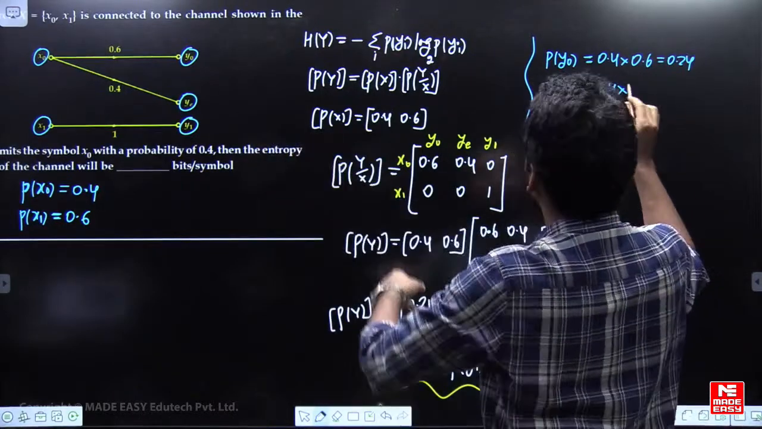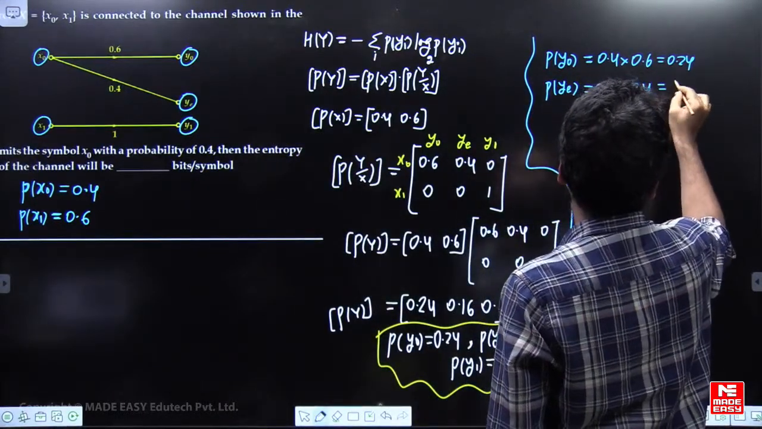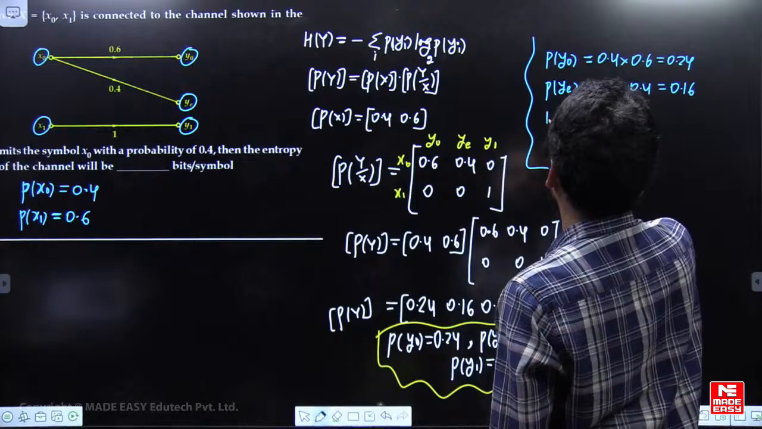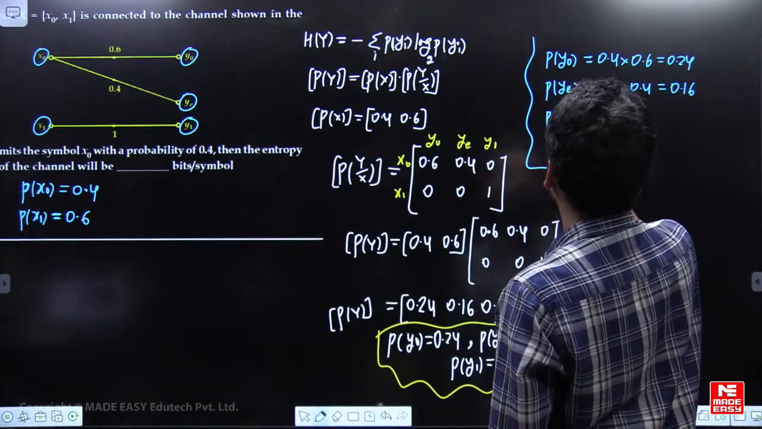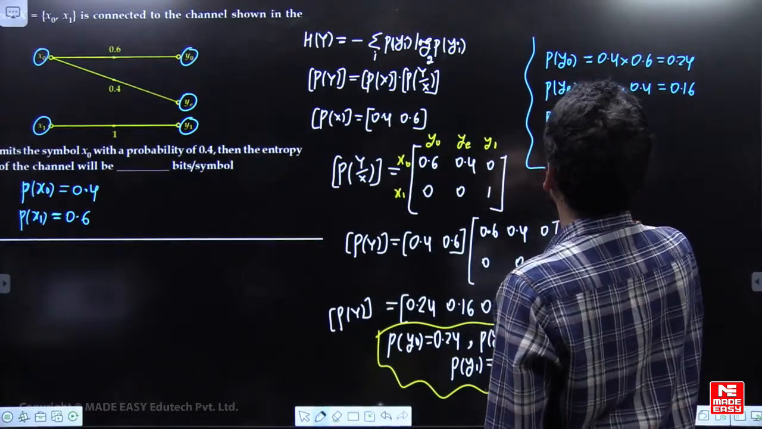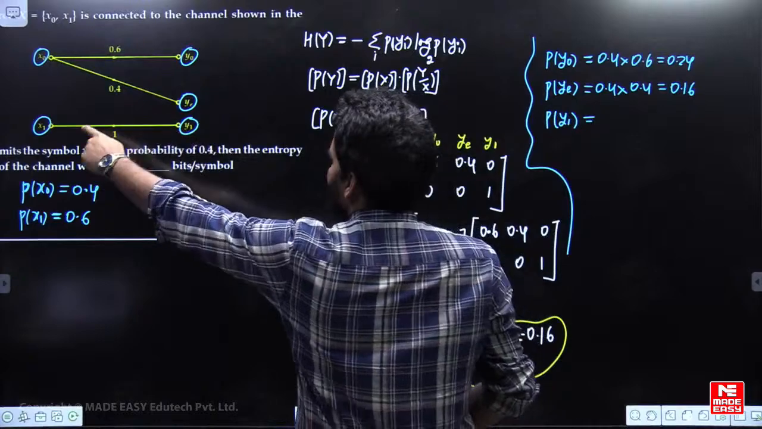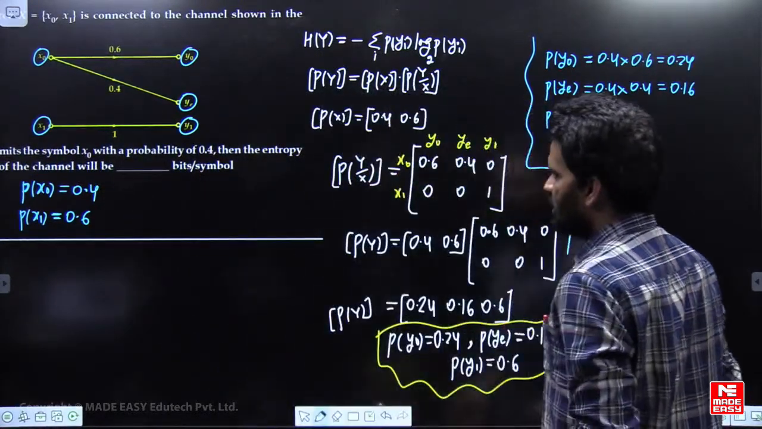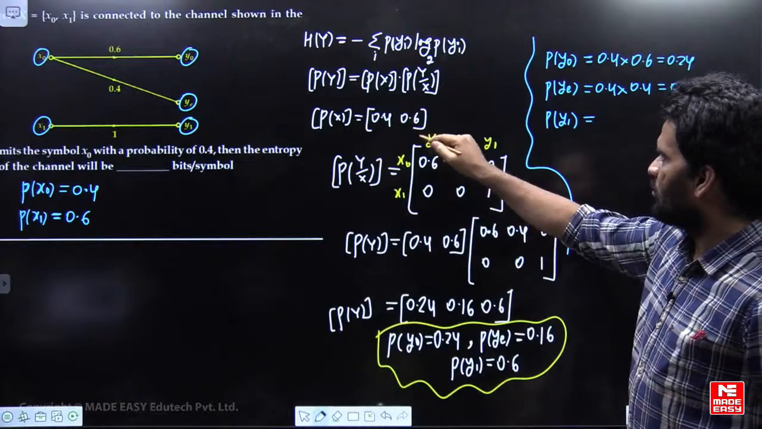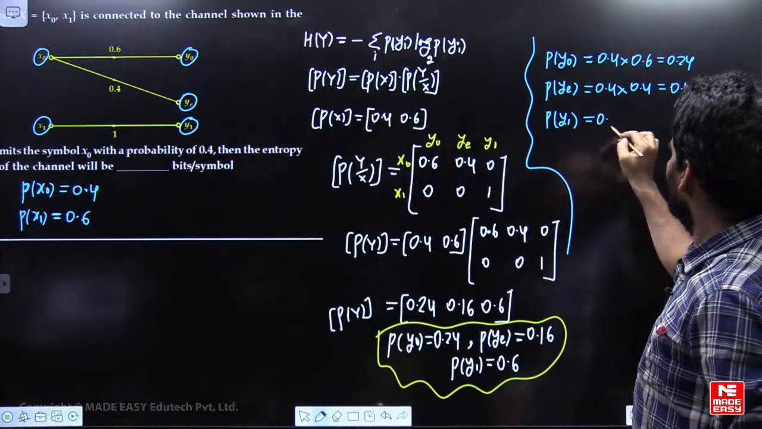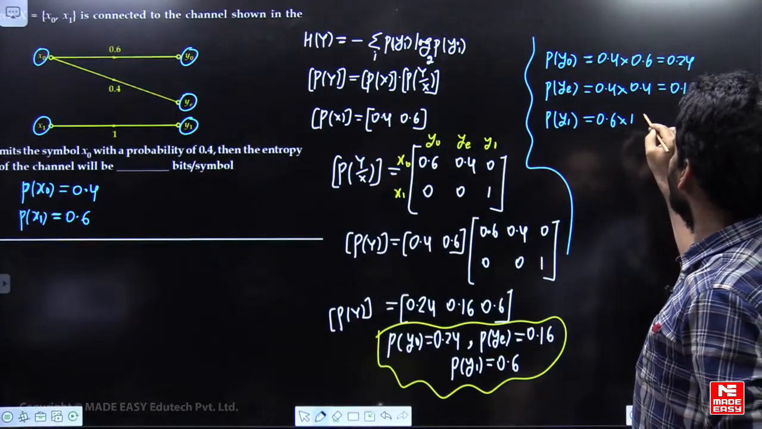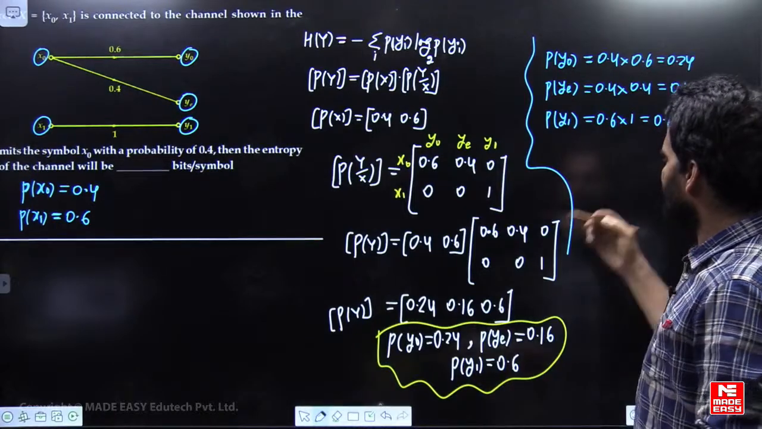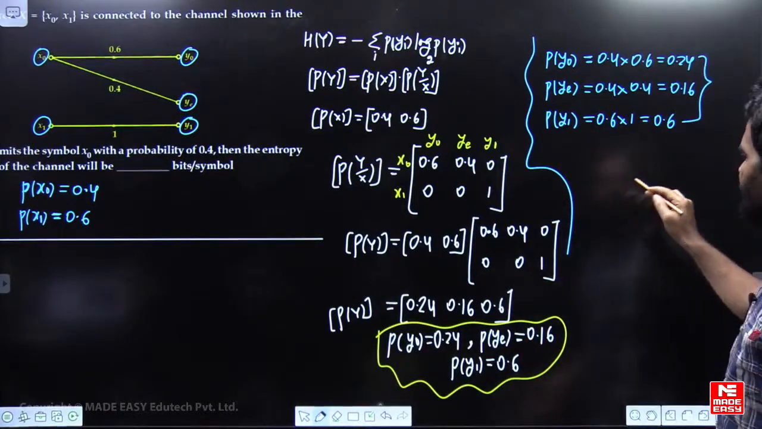x0 received as y0, 0.4. So 0.16, simply you can get like this. For y1, the only chance is that x1 should be generated and transmitted, and x1 should be received as y1. What is the probability for x1 to be generated? That is 0.6, and that is received as y1. This is 0.6. You can get it like this also.